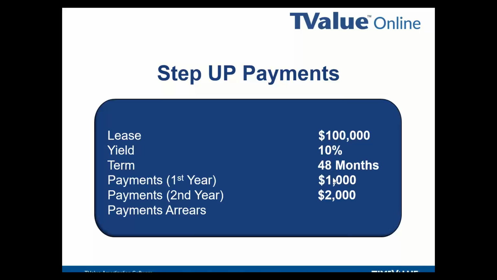We're going to do 48 months with $1,000 the first year, $2,000 the second year. So we're creating these fixed numbers, and you can use any type of number you want depending on what works for both parties. And then we're going to figure out what the balance of the payments would be in years 3 and 4. So here's our assumptions.